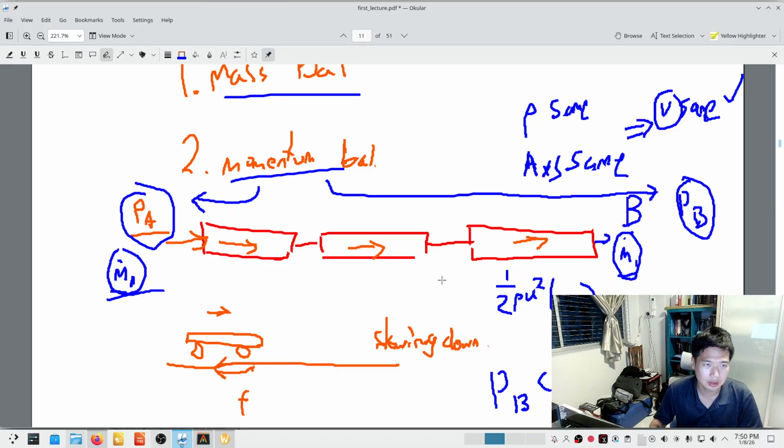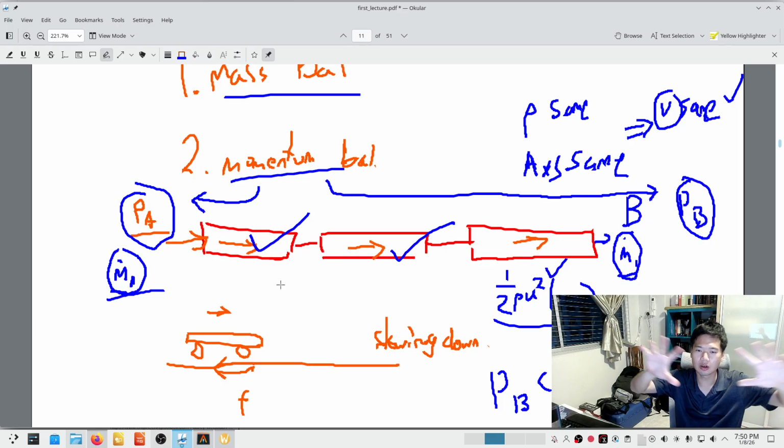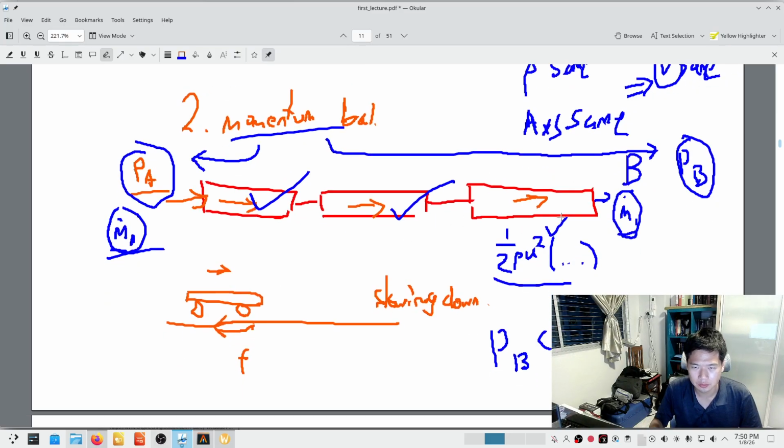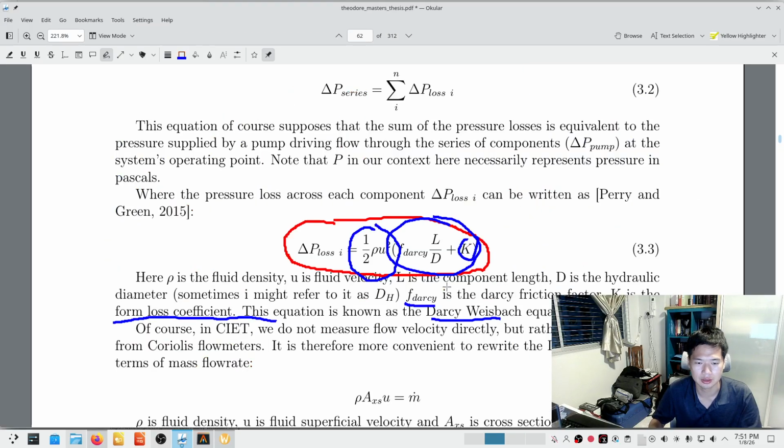So you have it for this pipe, you have it for this pipe, you have it for this pipe. Basically, all the components within any branch or any piping system, where a branch is many pipes or many fluid components connected in series, will all have this sort of pressure loss.